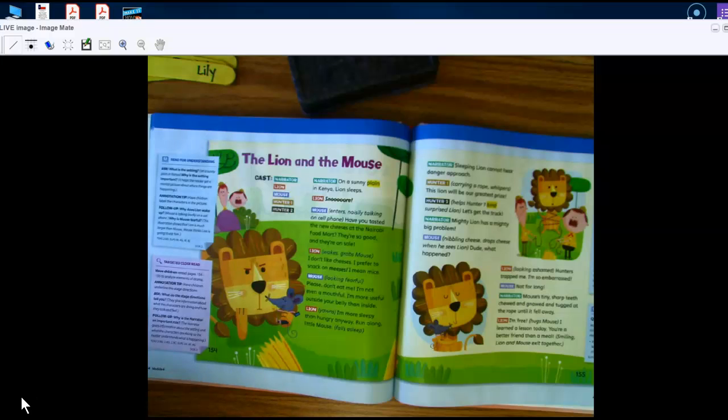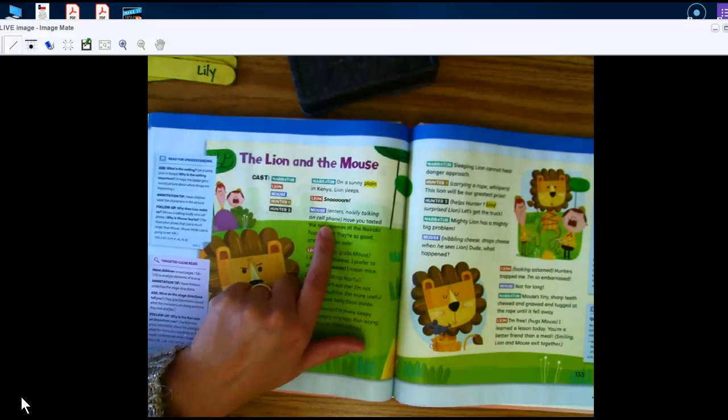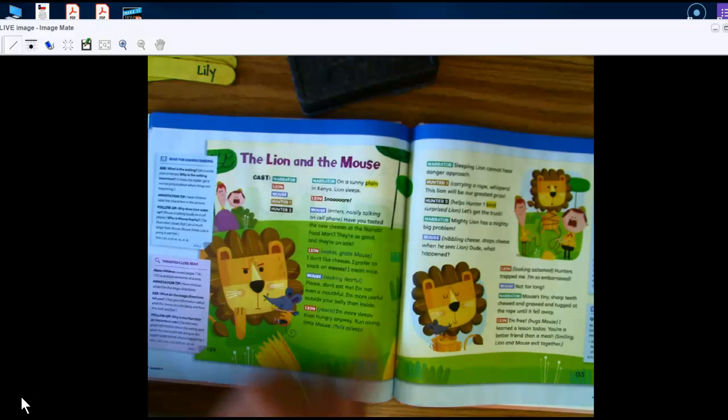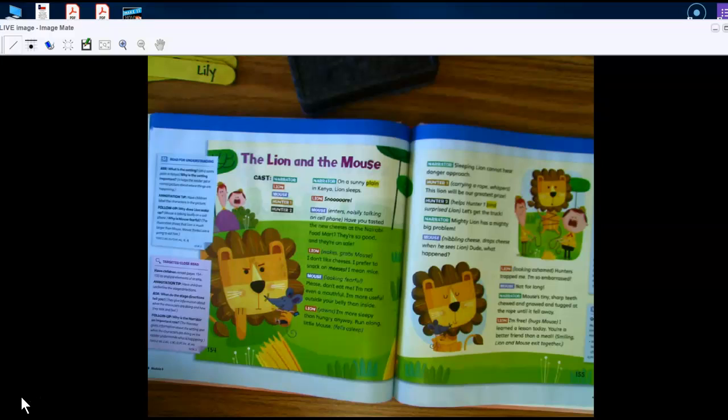No. What is he doing? He's talking about a story. He's talking loudly on his cell phone. So this is a made-up story, right? Because mice can't talk on their cell phone. They don't even have cell phones.